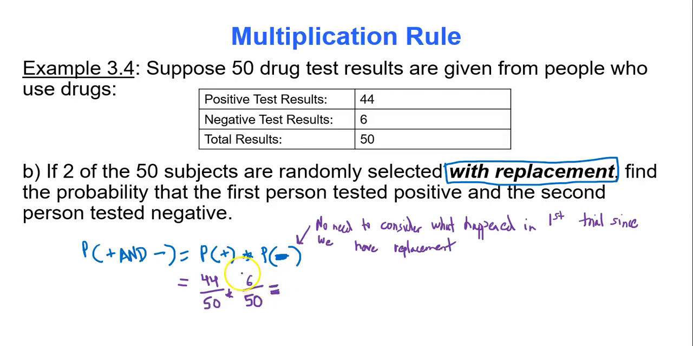We'll talk about this more in a little bit. So 44 times 6 is 264, and 50 times 50 is actually 2500. So I took two basic probabilities and multiplied them together. So the fact of if you have replacement or you don't have replacement does impact your answer, because my answer here is 0.106.